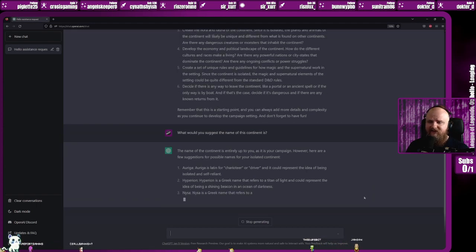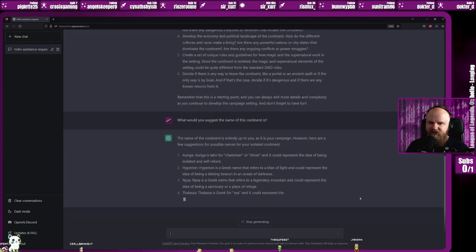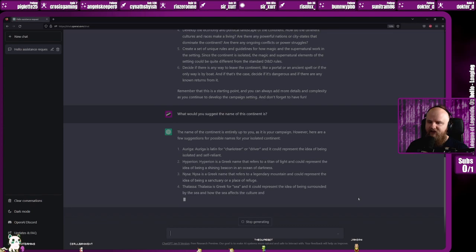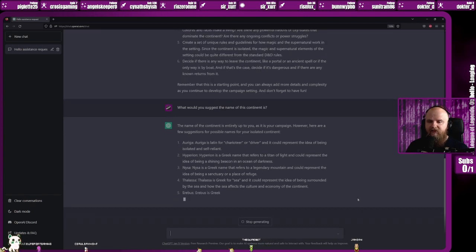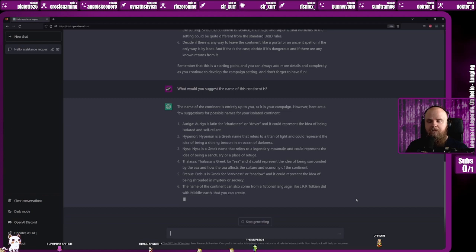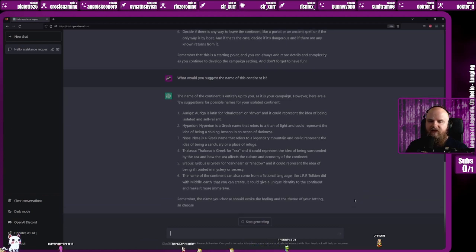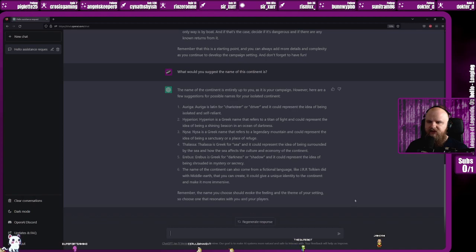Auriga. Auriga is Latin for charioteer or driver, and it could represent the idea of being isolated and self-reliant. Hyperion. Hyperion is a Greek name that refers to a titan of light and could represent the idea of being a shining beacon in an ocean of darkness. Nisa. Nisa is a Greek name that refers to a legendary mountain and could represent the idea of being a sanctuary or a place of refuge.